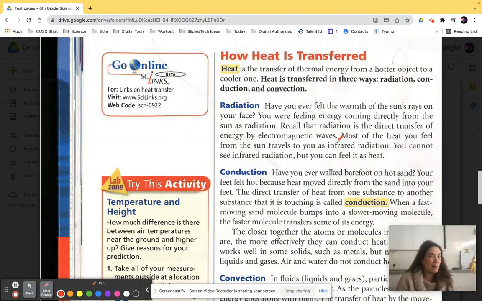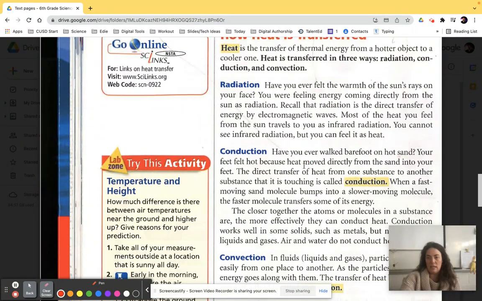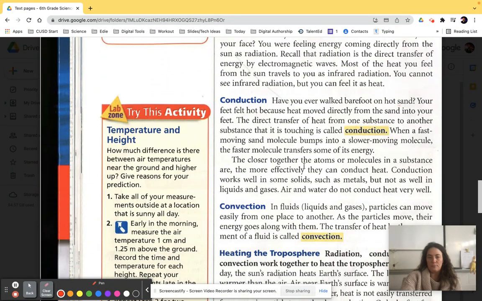The other two ways that we're going to talk about, conduction and convection, do need atoms and molecules in order to transfer heat. But radiation is the only one that can travel through the vacuum of space. Most of the heat that you feel from the sun travels to you as infrared radiation. You cannot see infrared radiation, but you can feel it as heat. And yes, there are special cameras made so that you can see infrared radiation.